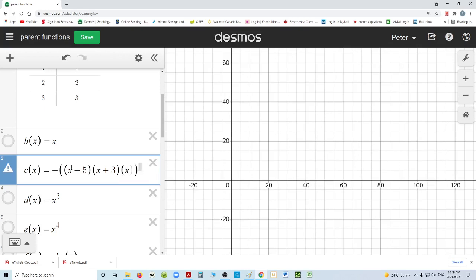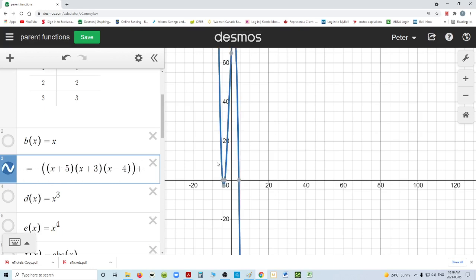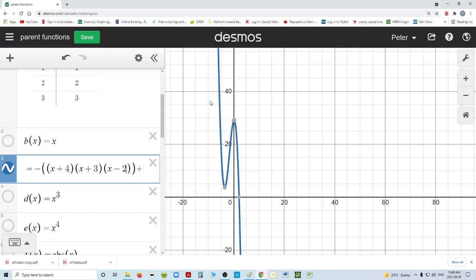And then x minus 4, let's say. I'm just trying to make it more visible, and put them closer together. There we go. Now you'll notice that this cubic has an interval of decrease here, then an interval of increase here, and then an interval of decrease here.